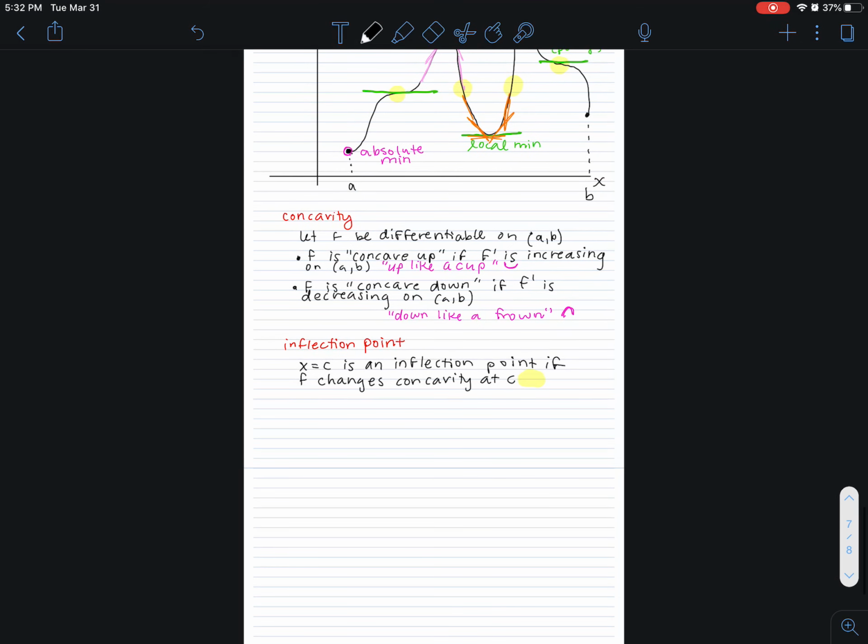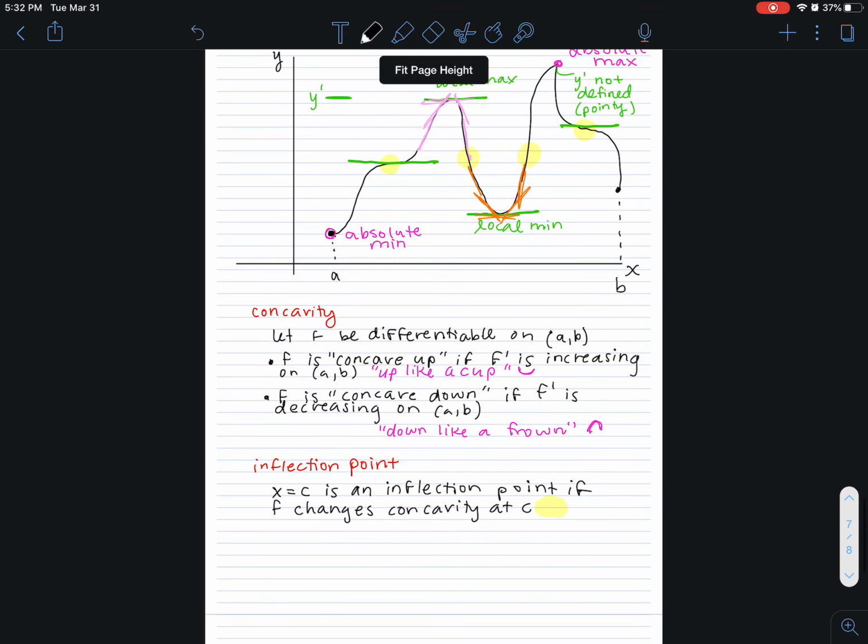So hopefully you guys can kind of intuit that those are our points where we had either a non-existent slope or, oh sorry, this is also an inflection point. Let me draw one more. Right here. And right here, I believe. I think it's also one right here.